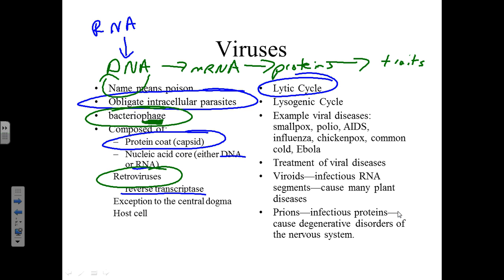Smallpox, which as far as I know is the only human viral disease that what has happened to. We have eradicated it. When was the last known case of smallpox in the world? When was the last known human case of smallpox? In the 70s. Hasn't been a case since the 70s.